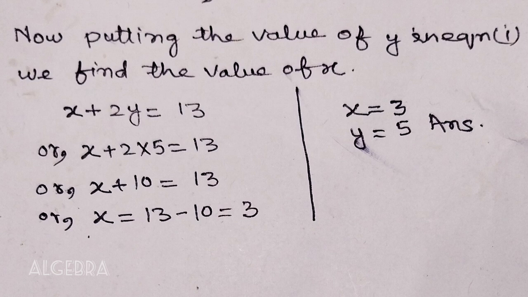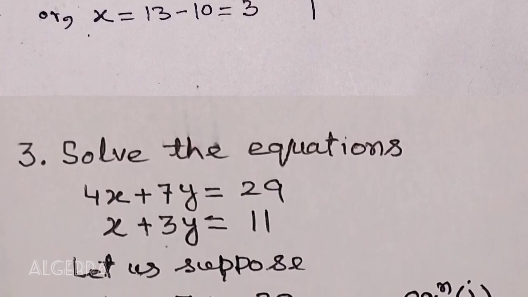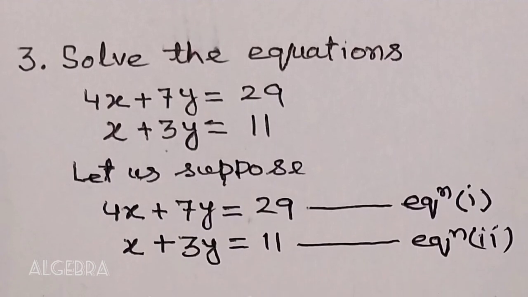x plus 2y is equal to 13, or x plus 2 into 5 is equal to 13, or x plus 10 is equal to 13, or x is equal to 13 minus 10 is equal to 3. So x is equal to 3 and y is equal to 5. Answer. 3. Solve the equations. 4x plus 7y is equal to 29 and x plus 3y is equal to 11.